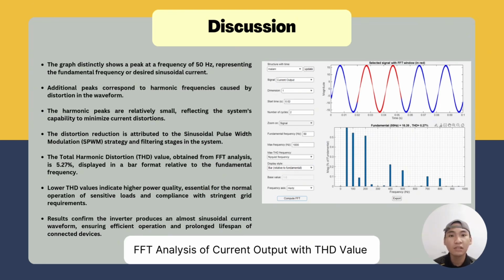Another important quantitative indication of the purity of the current waveform is the value of THD, where the value obtained from the FFT analysis is 5.27% relative to the fundamental frequency. Lower values of THD mean higher quality power, which is imperative for the normal functioning of sensitive loads and also very crucial to satisfy the most stringent requirements laid down by grid compliance. This result confirms that the inverter works fine, supplying an almost sinusoidal current waveform.